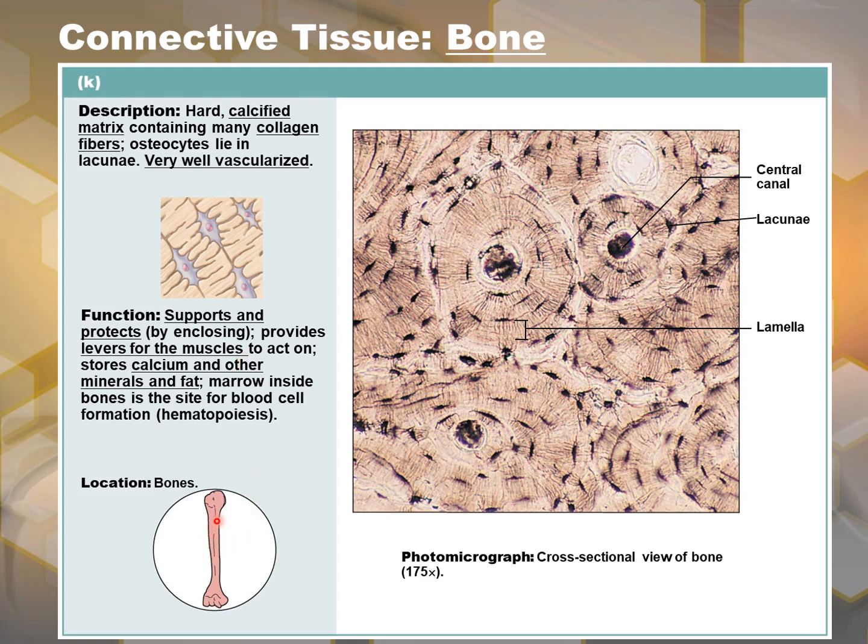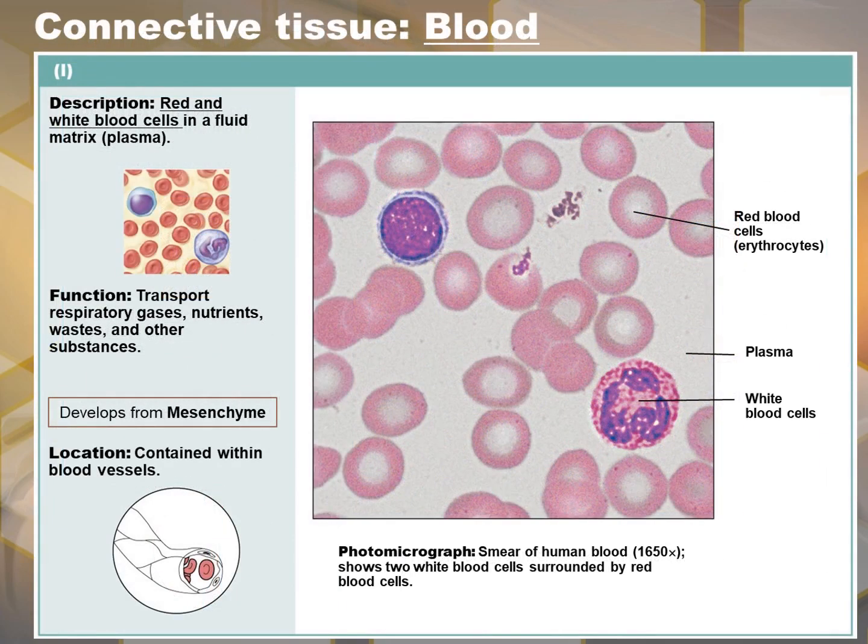But it also stores calcium and other minerals, and it also stores fat. So in some of these long bones, we are able to store some fat in the shaft of the bone. And we'll talk a little bit more about that when we talk about bone tissue. Okay, and the bone marrow also lives within the bone, and that's what's going to be producing all of our blood cells.